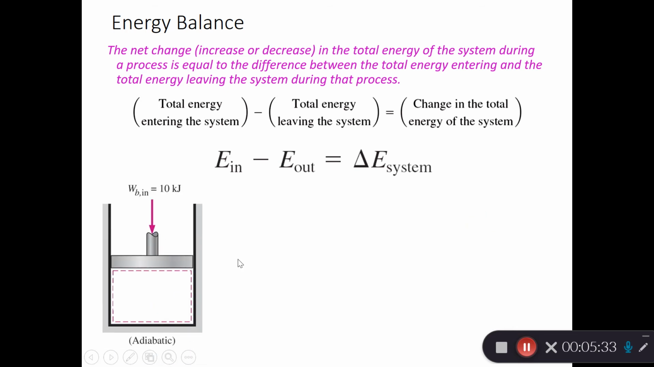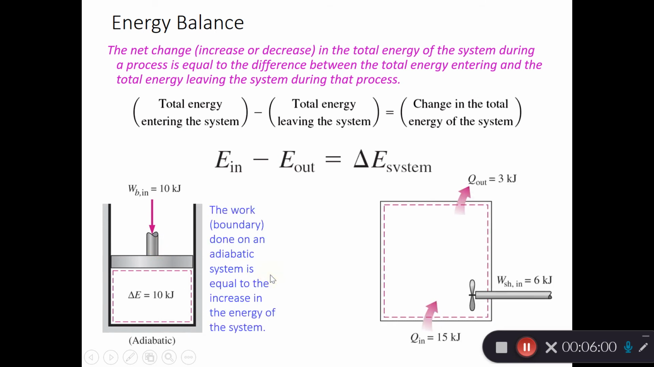Here we have a piston, and this B here is boundary work. You don't know it yet, we'll see it more in chapter 4. But enough to know that this is a type of work that is moving the piston. That work is 10 kilojoules. The system is adiabatic. Remember, no heat transfer. So the delta E is 10 kilojoules.